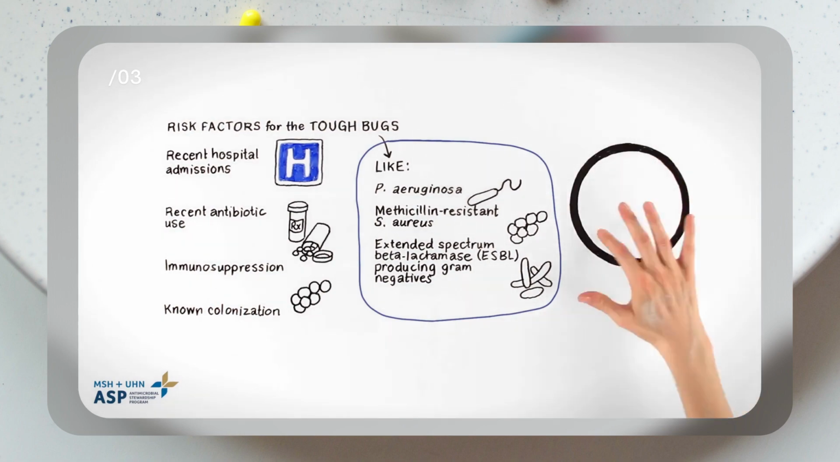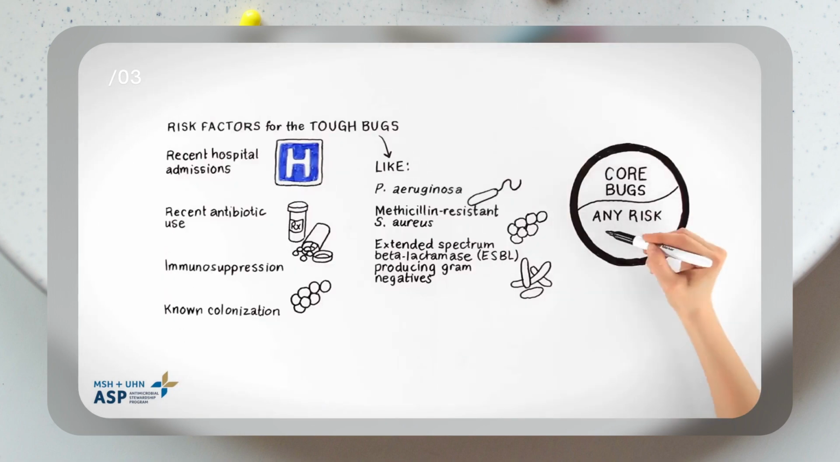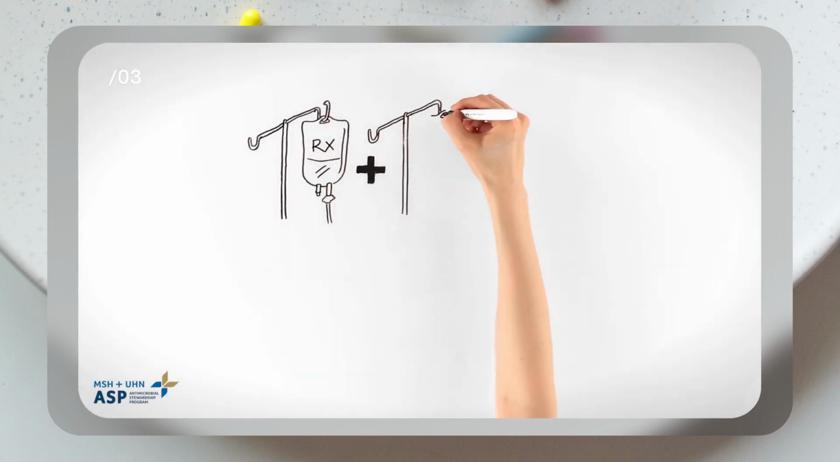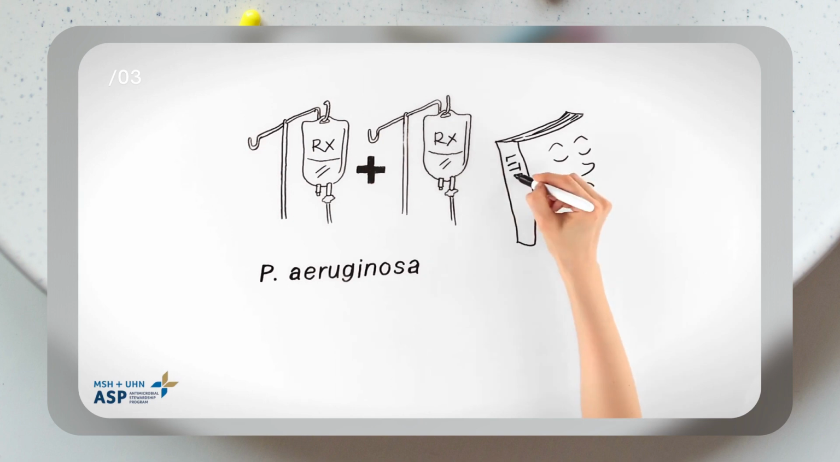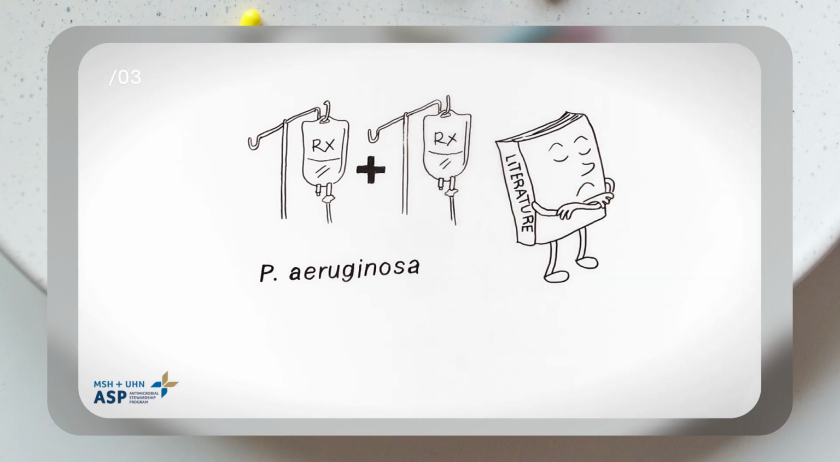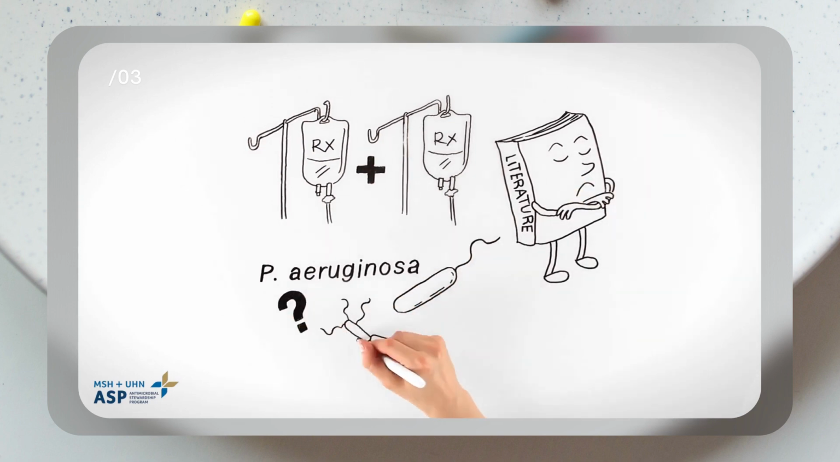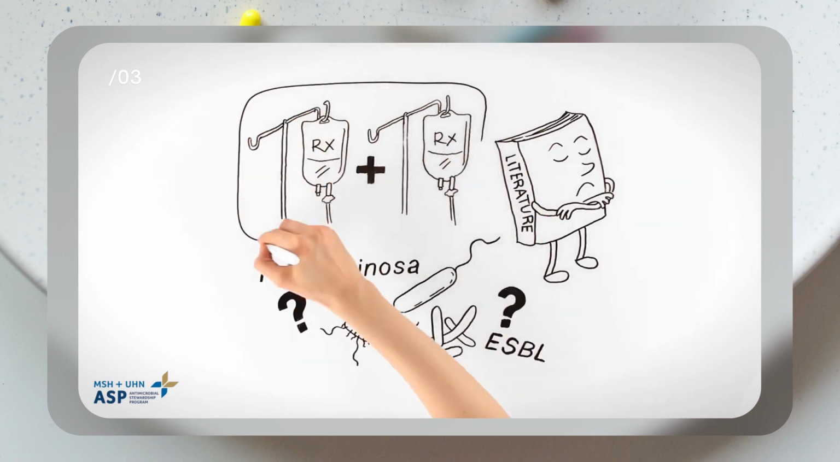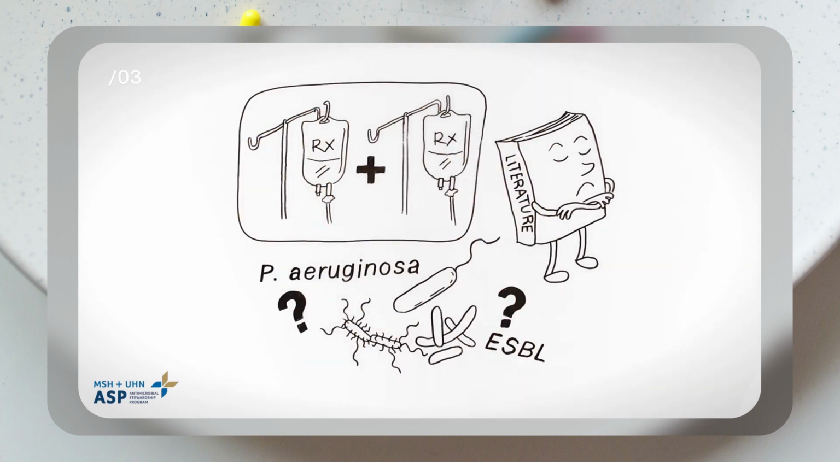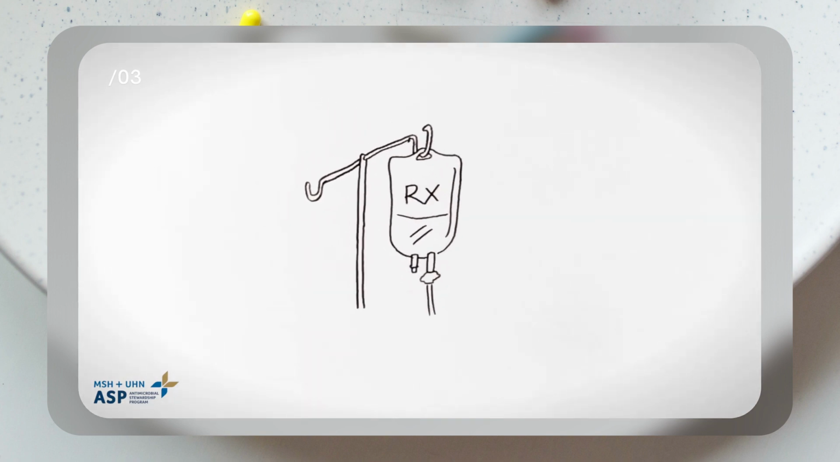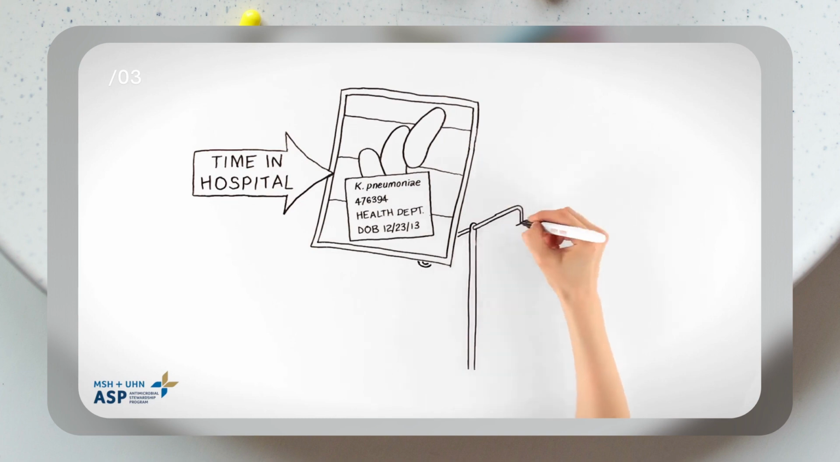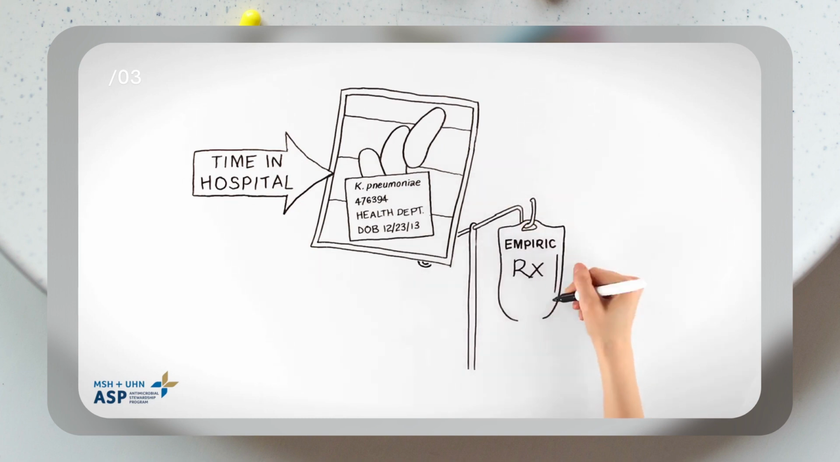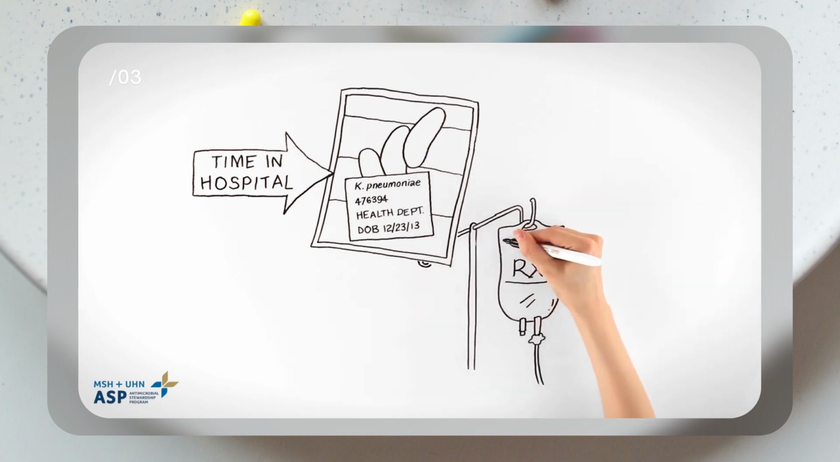Empiric therapy should target the core bugs and account for these risk factors. Combination therapy for Pseudomonas infections is common, but not supported by the literature. Only if you are worried about Pseudomonas or other multi-drug resistant organisms is it reasonable to start with empiric combination therapy. For most patients, a single antimicrobial is sufficient. Once you have a bug identified, or if cultures remain negative at 48 hours, narrow or target therapy for the remaining treatment.